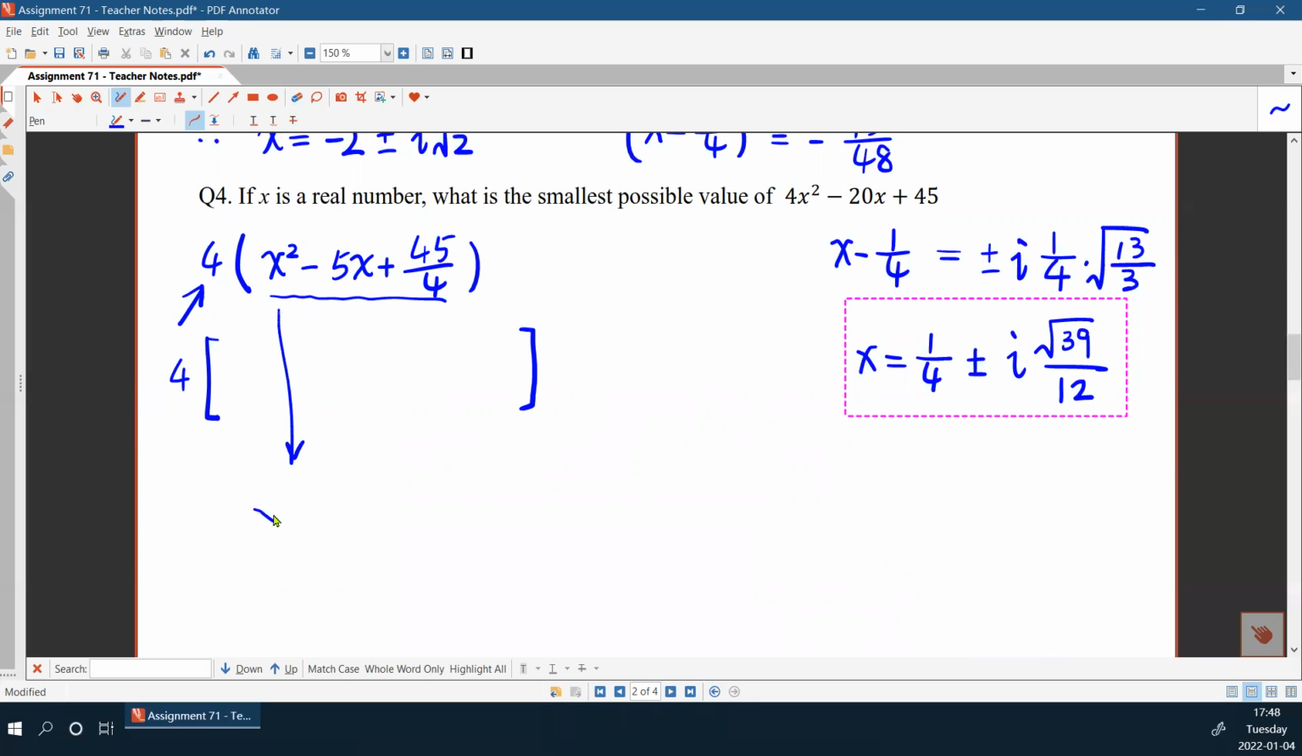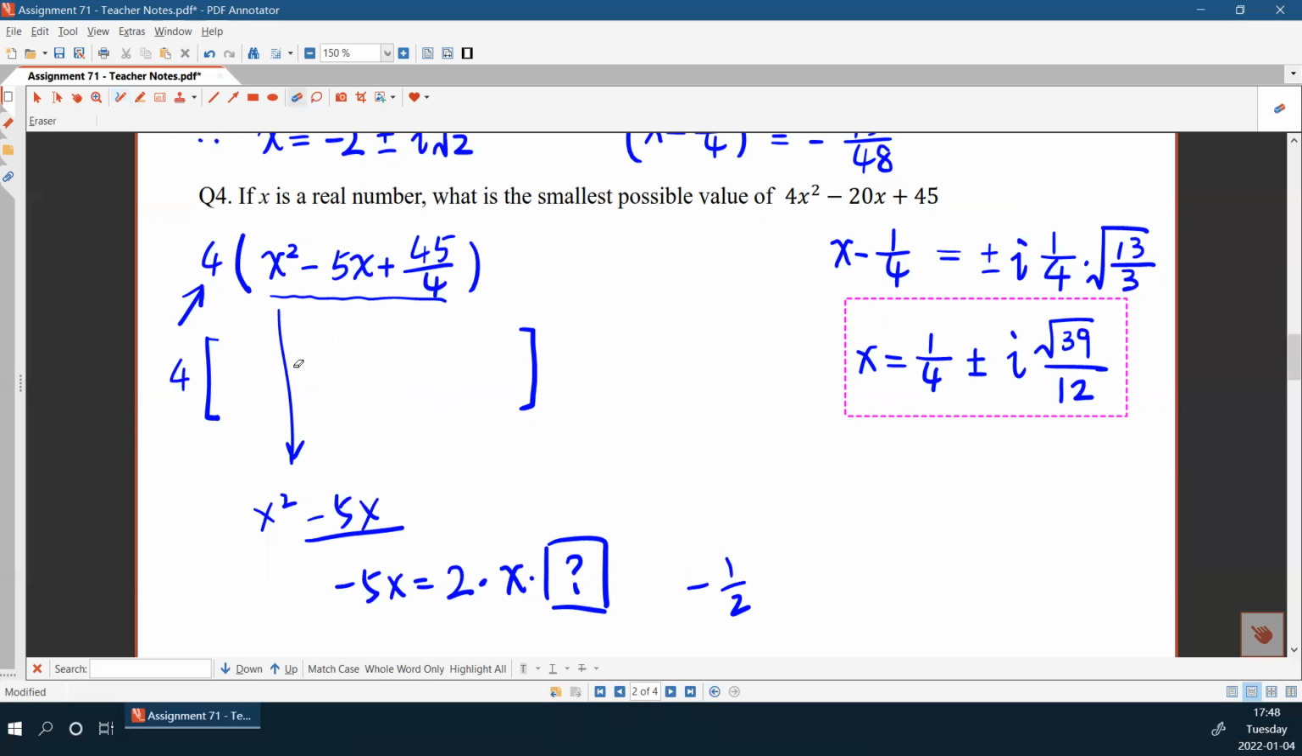So here we have x squared, then negative 5x. So the negative 5x should be 2x and something, right? Can you tell me what is a question mark here? So negative 5 over 10, that is negative 1 over 2, right? Okay, so let's try negative 1/2 here. X minus 1 over 2 squared, right?